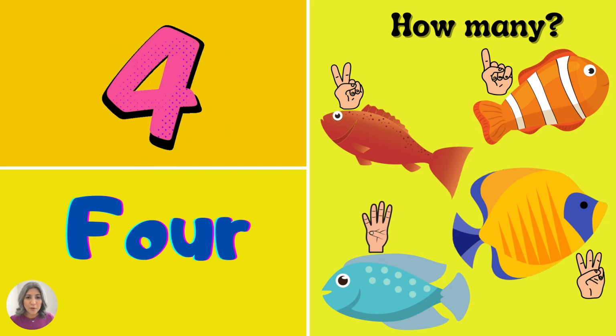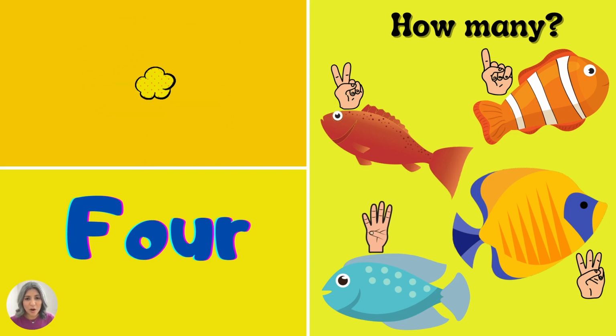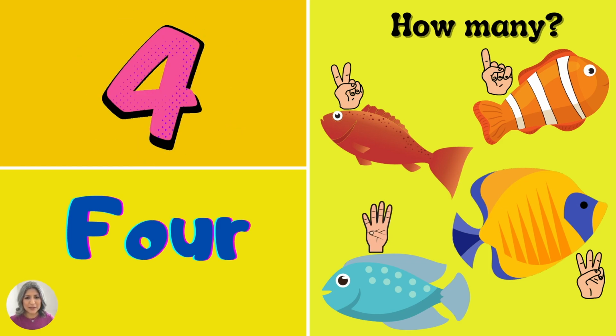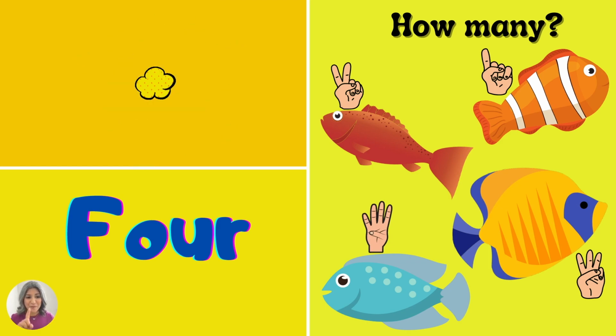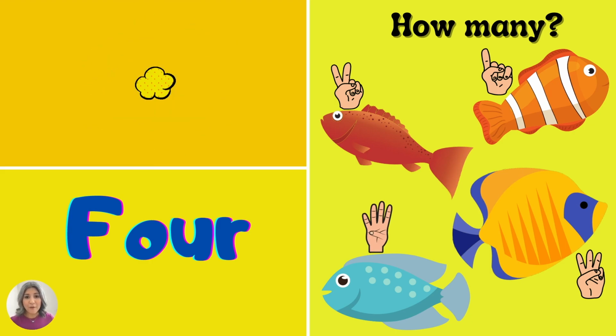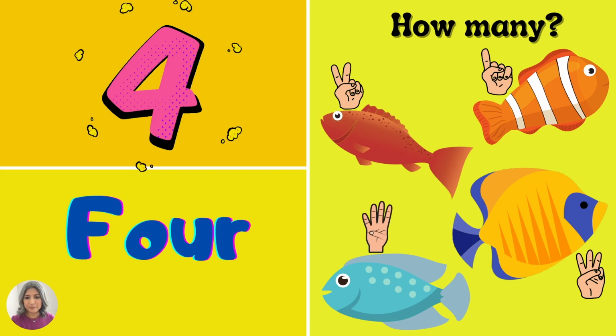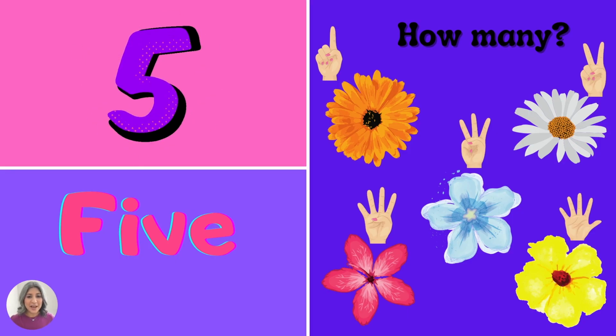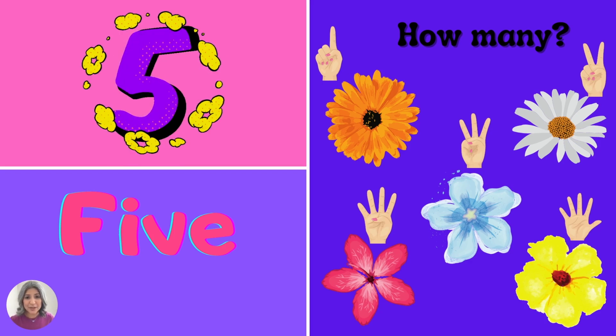4. 4 comes after 3. 4 is spelled F-O-U-R. How many fish do you see? Let's count together. 1, 2, 3, 4. We have 4 fish. Now what number comes after 4? Yes, 5. 5 comes after 4.